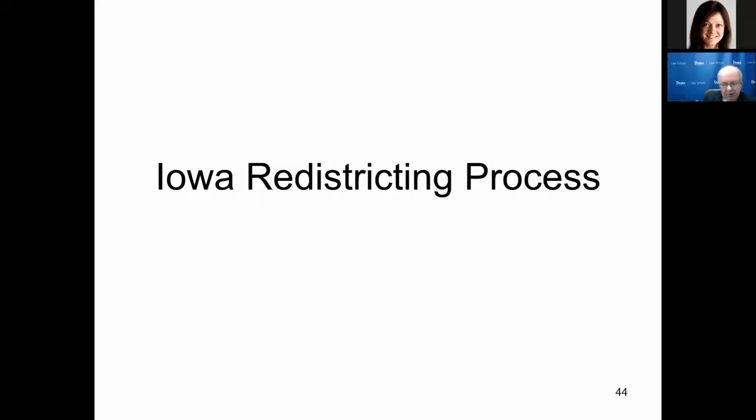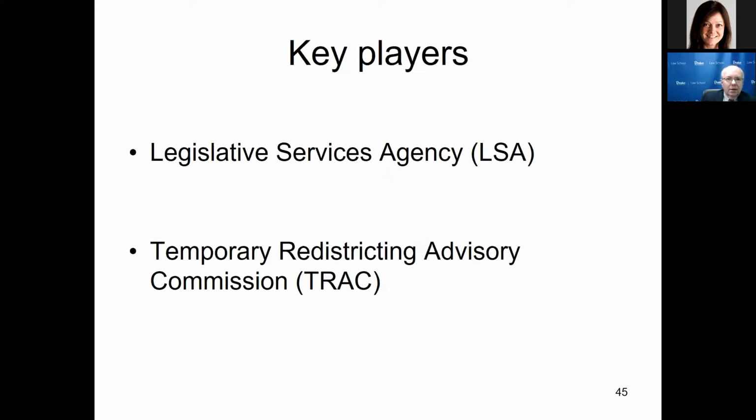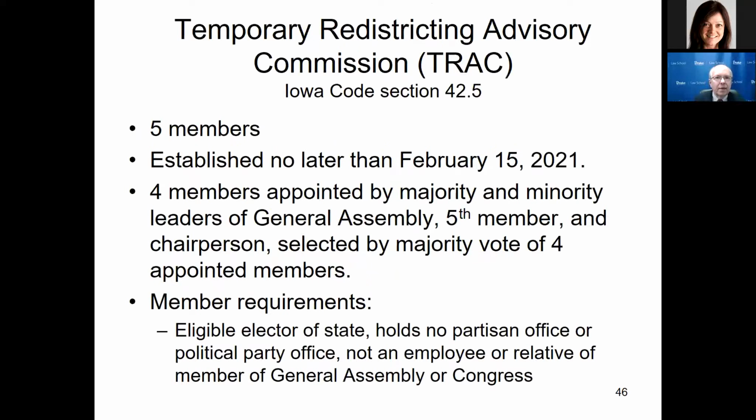Well, those are the standards under Iowa law. What's Iowa's redistricting process? There are 2 key players in regards to Iowa's process. First, the Legislative Services Agency, of which I'm a part, and the Temporary Redistricting Advisory Commission, commonly referred to as the TRAC. The Temporary Redistricting Advisory Commission is established by code. It consists of 5 members, and that membership should be established no later than February 15th, 2021.